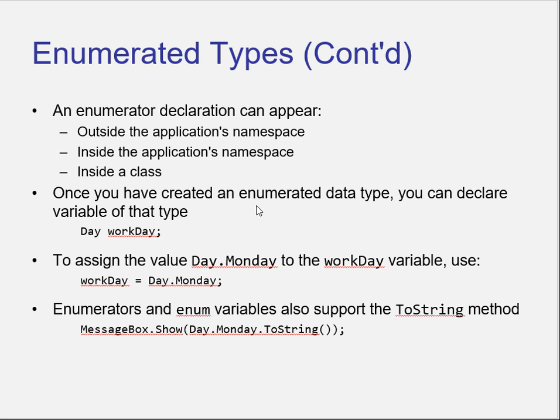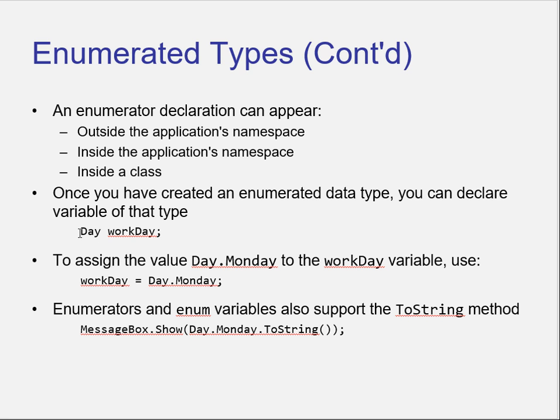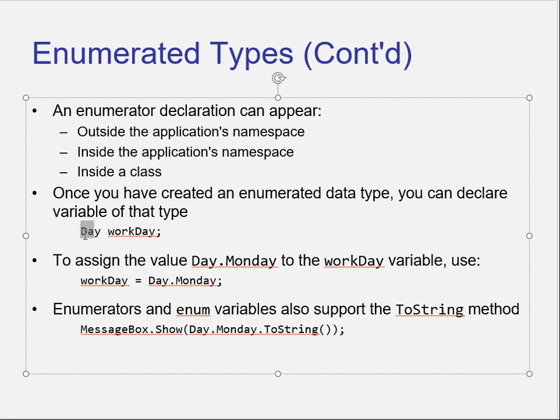Once you've created an enum data type, you can declare a variable of that type. So once we've created it, we can then use it. We can say here that we've got the day. This is kind of like int, or string, or double, or decimal, because we've created an instance of that. Back in the previous slide, we created our own data type. So now we could say not int workDays, but day workDay, and that's the variable name we're going to use, creating an instance of this variable right here.